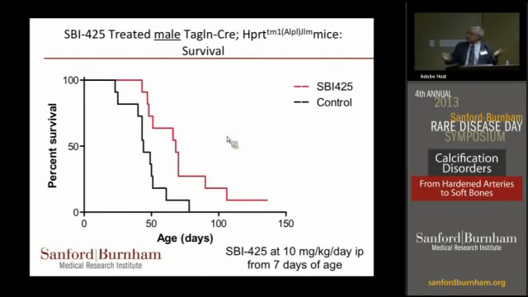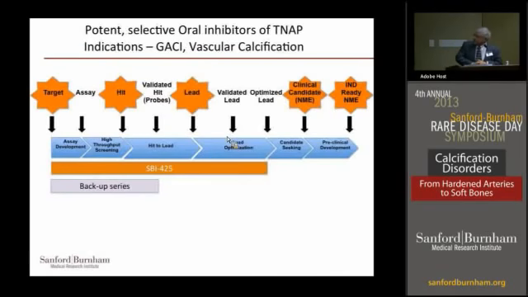And what is happening more importantly is that the males are surviving longer. And here I'm talking about a single dose of 10 milligrams per kilogram daily from 7 days of age up to the termination of the experiment, which is probably not at the optimal dose, but we're increasing the survival of these severely affected male mice. So that's where we are. We essentially have an optimized lead.